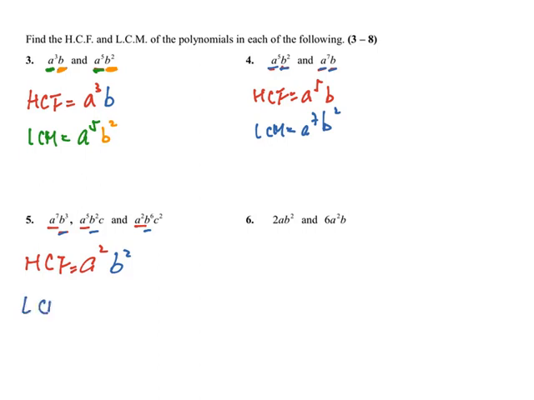Next, LCM, highest. For a, a^7, a^5, a^2, so a^7 is the greatest. And for b, b cube, b^2, b^6, so b^6. And then lastly, c, c squared, so the biggest is c squared.